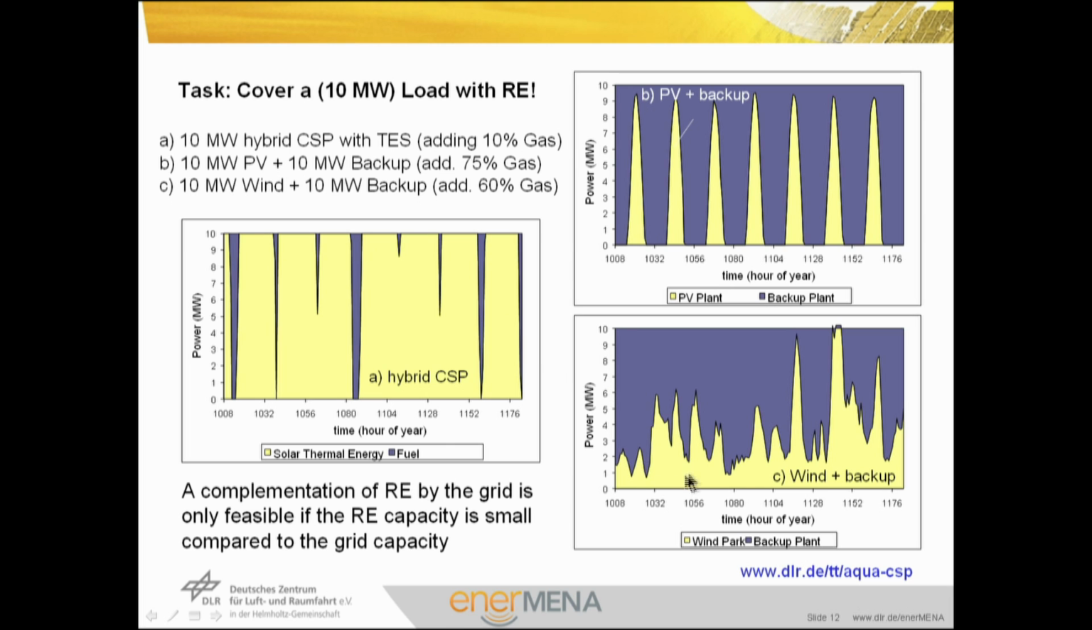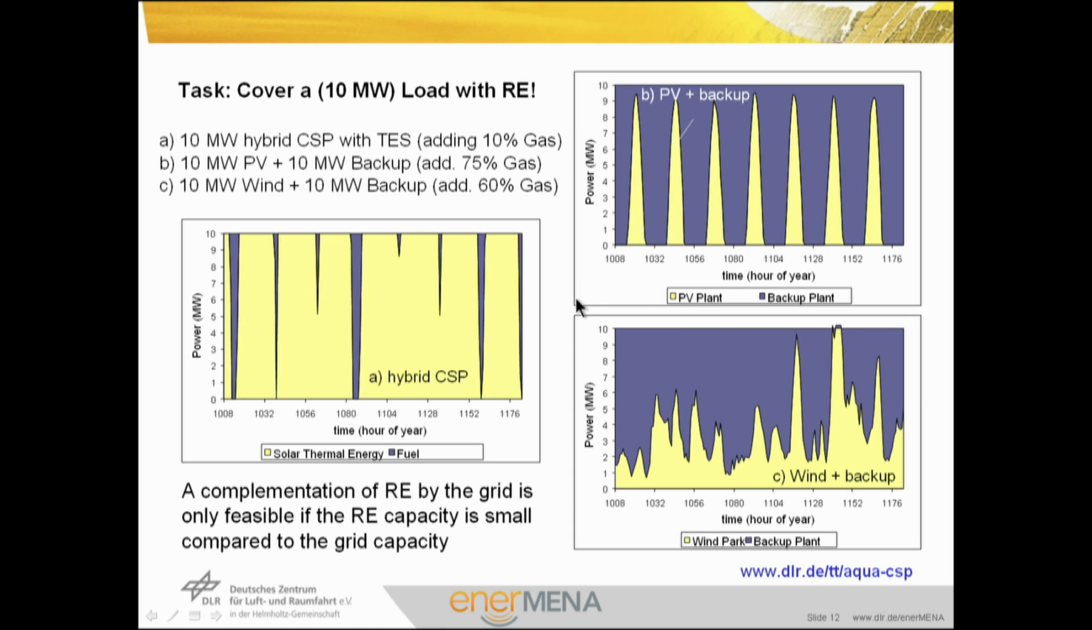Now, if we look at the wind park supplying 10 megawatts, we would have a similar picture, but not necessarily interrupted every night, but also very fluctuating, partially unpredictable fluctuations here, some bigger, some smaller, which will provide energy over the year, but the gap, again, will have to be filled by a backup plant with the same capacity. In this case, under these site conditions, we would have to install a 10 megawatt wind park, a 10 megawatt backup plant, and we would have to add 60% of the energy by natural gas over the year.